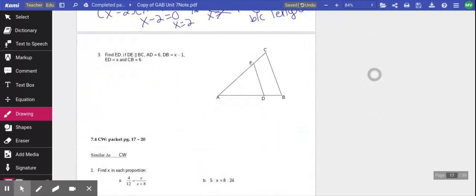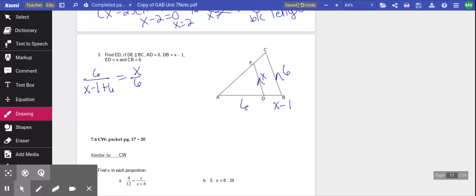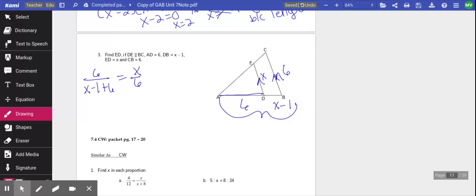So I want you to pause and try number 3. Okay, so 3 is different because even though they're parallel and it is the side splitter, DE and BC are not the sides being split. So in this case, I have to use the triangles. So I'm going to say 6 is to this whole side, which is 6 plus x minus 1, is equal to x over 6. So that's 6 over x plus 5 is equal to x over 6.